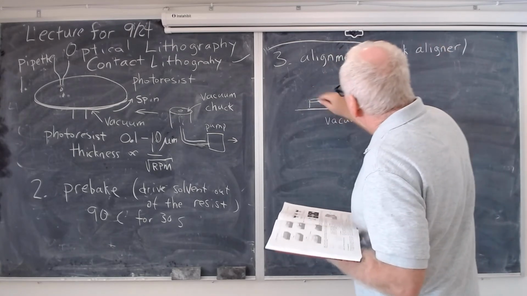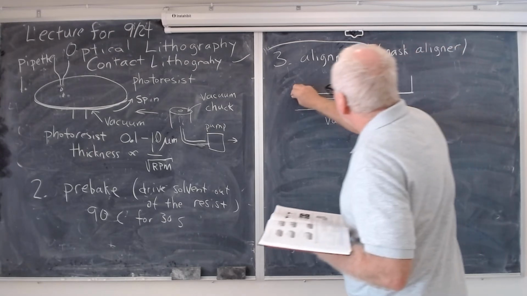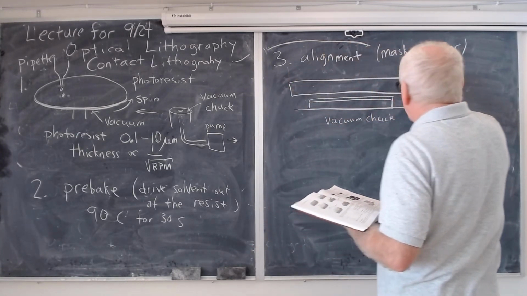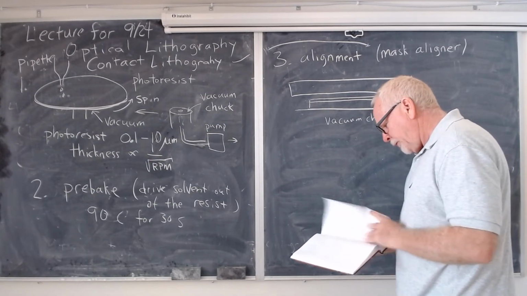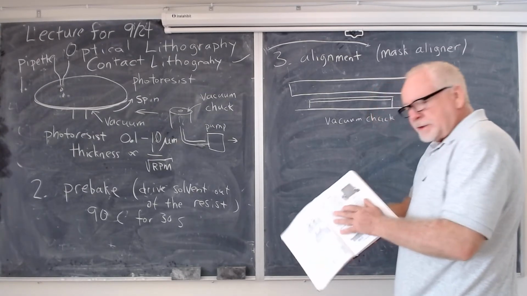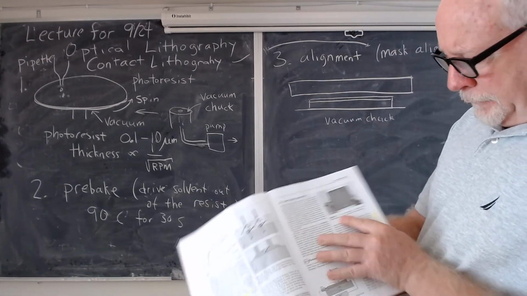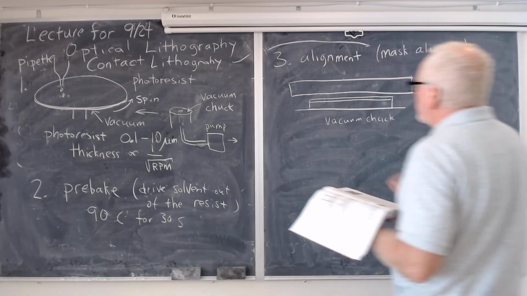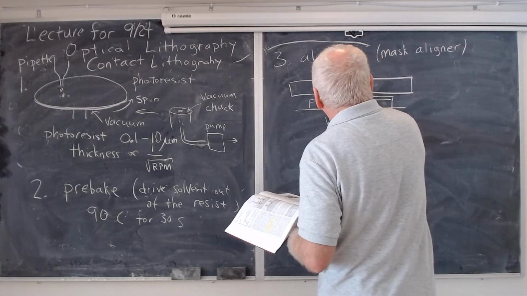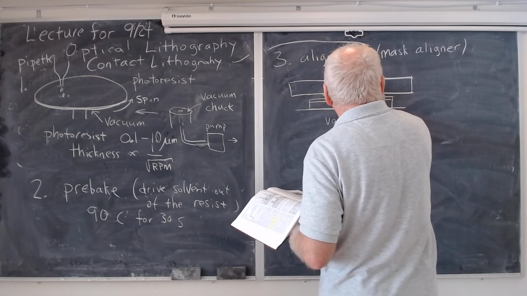All right. And then you have your mask. I should have brought a photo mask, but there is a nice picture of one here in the preceding chapter in figure 8.8. It's basically a glass plate with metal patterns on it.